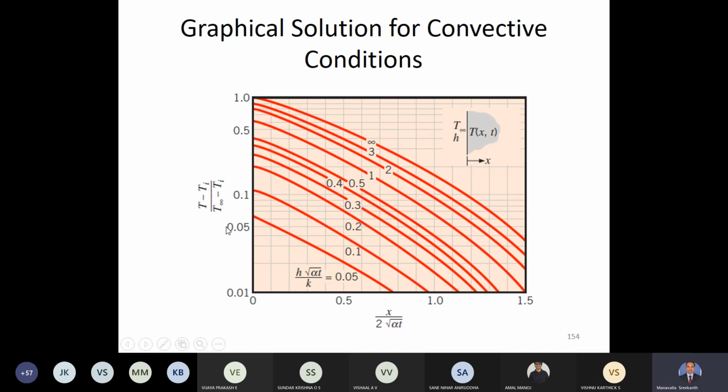Do we know this value, T minus Ti divided by T infinity minus Ti? What was this for us? It was 0.09, or something close to 0.1. So from here you drop a perpendicular, and from here x by 2 root alpha tau. So 0.0909, and from this it's x by 2 root alpha tau, somewhere here, 1.25 something. But what we are getting in our problem, x by 2 root alpha tau, is actually 0.08. So we'll have to see how exactly to work this out. There seems to be some difference. No, it's not 0.1, it's 0.01. You see, 0.01 here.